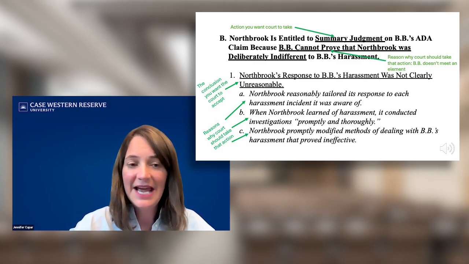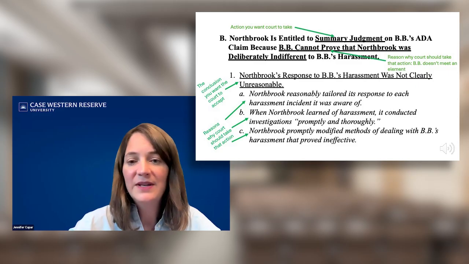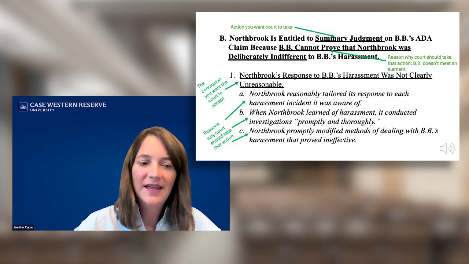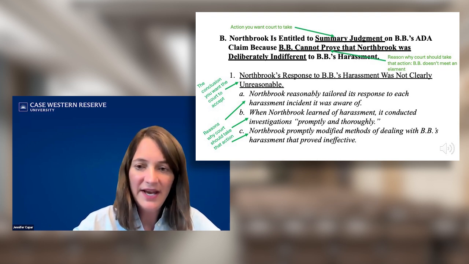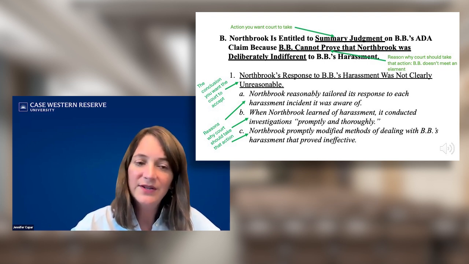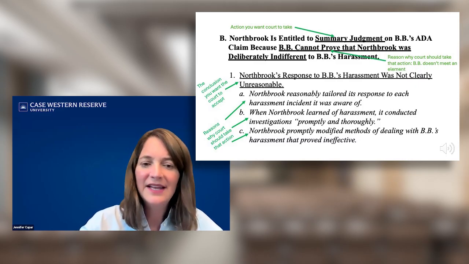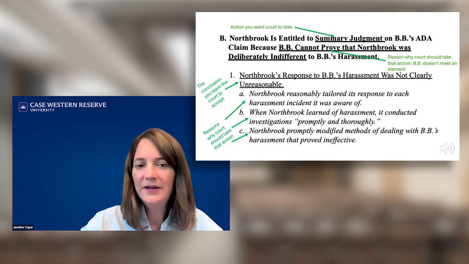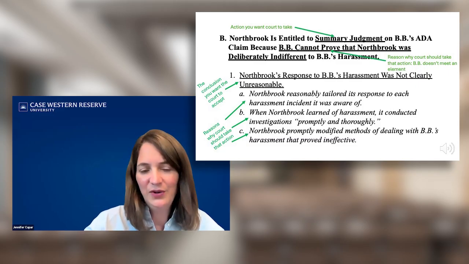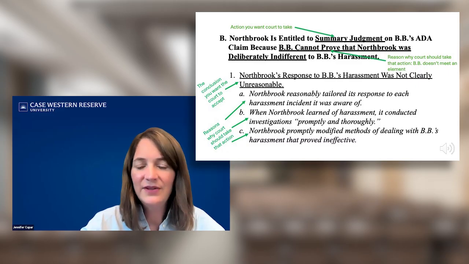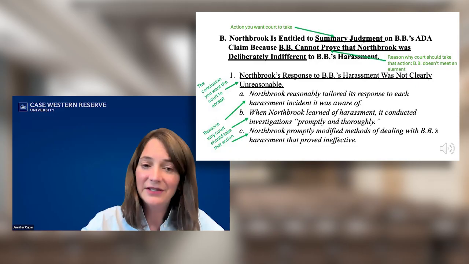If you go down to 1, this is one of the parts of one of the elements of the deliberate indifference test, whether the school's response to the harassment was clearly unreasonable. And you can see from subheading 1 that the conclusion the writer wants the court to reach is that the school's response was not clearly unreasonable. And then finally, these subheadings are very specific reasons supporting the conclusion that the writer wants the court to reach. These are the reasons that the writer is arguing that the school district was not clearly unreasonable.